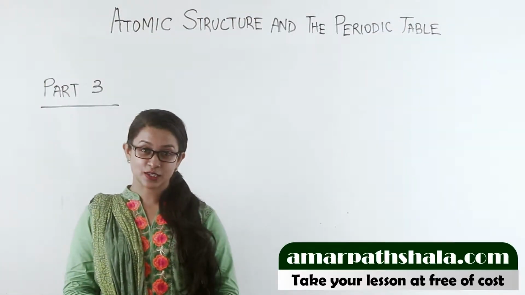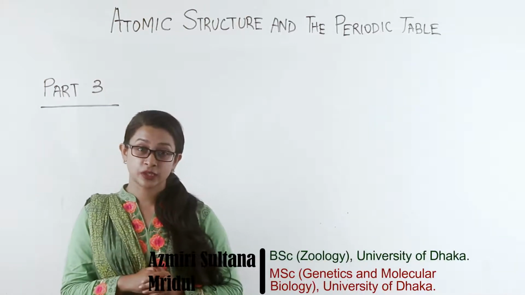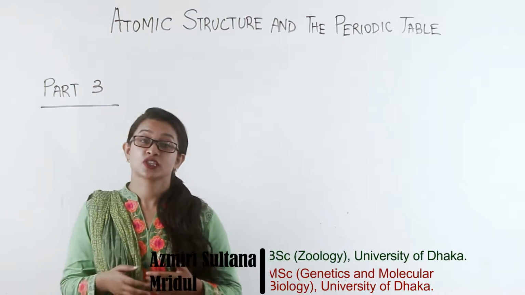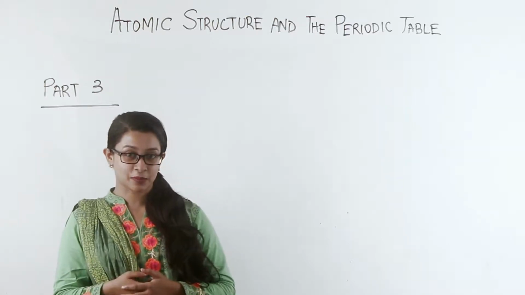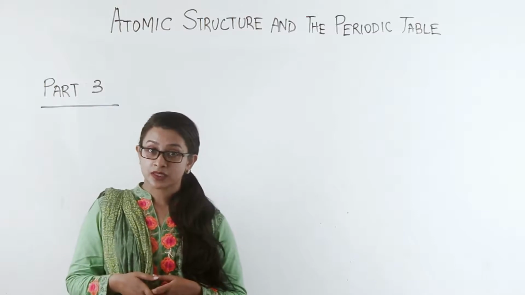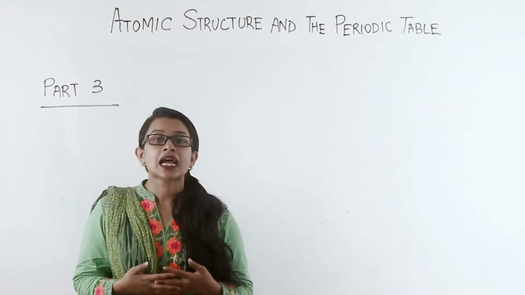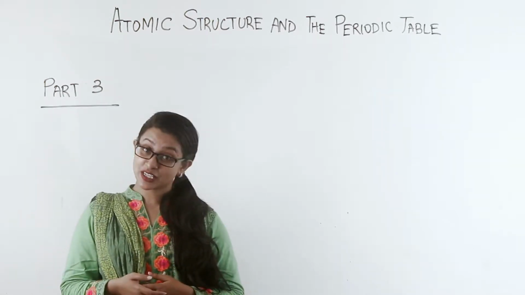Visiting amarpathshala.com. As you can see, our lecture today is about atomic structure in the periodic table, and this is part 3, which is the last lecture from this chapter. In this lecture, we look into electronic arrangement, the periodic table, and electronic structures. We begin our lecture by talking about electronic arrangement.